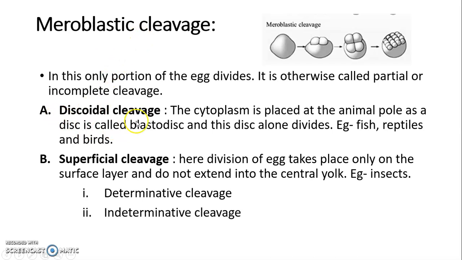Discoidal cleavage. Discoidal cleavage is also meroblastic. Meroblastic means part of the egg divides. The whole egg cannot divide here. In discoidal cleavage, the cytoplasm is placed at the animal pole as a disc, called the blastodisc. Then that disc is called the blastodisc, and this disc alone divides. The rest remains as it is.